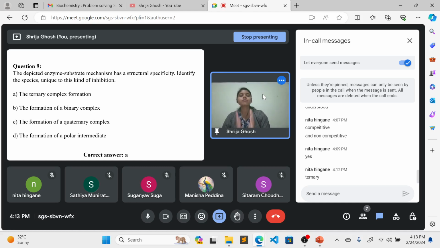The concept of inhibition: competitive, uncompetitive and non-competitive. Tell me if that is clear. Otherwise, I'll explain it again, because it is very important for you to understand the concept very clearly, the difference between all three types of inhibition. I hope everyone has understood, because only one person has responded. If there is any doubt, either you can unmute or you can write in the chat box. Okay.